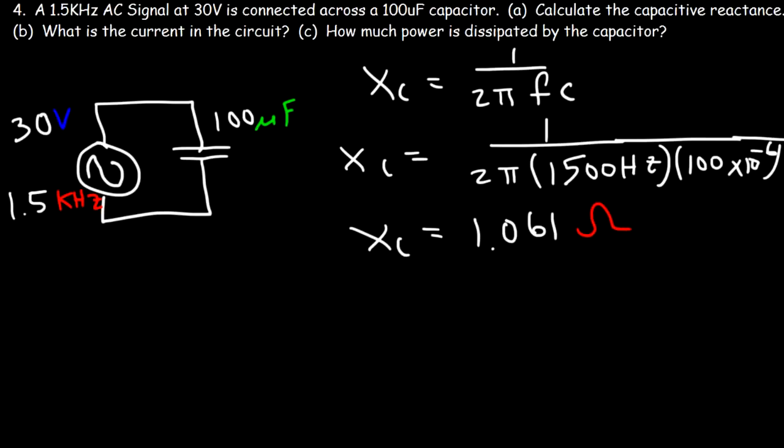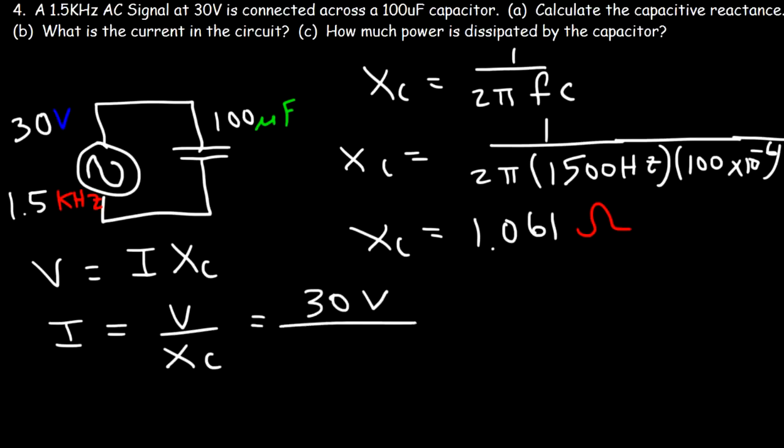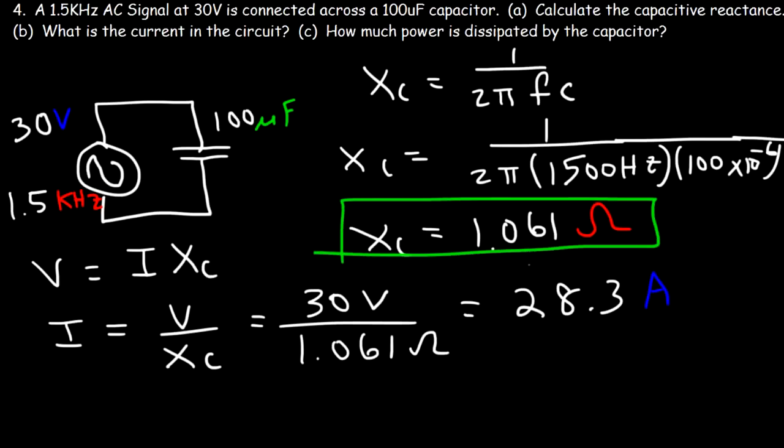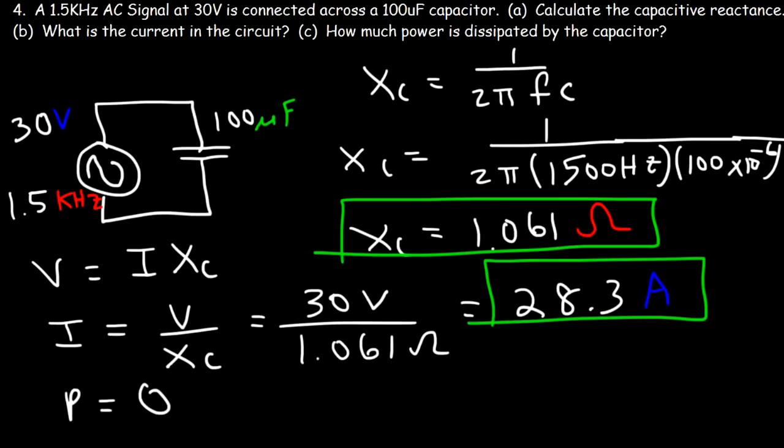Now what is the current in the circuit? So V is equal to I times Xc, which means I is V over Xc. So it's 30 volts divided by 1.061 ohms. So this yields a current of 28.3 amps. So that's the answer to part B. Now part C, how much power is dissipated by the capacitor? Like the inductor, the capacitor doesn't dissipate anything, so it's 0 watts. It stores energy in its electric field and then temporarily releases it back. So this is the answer to part C.